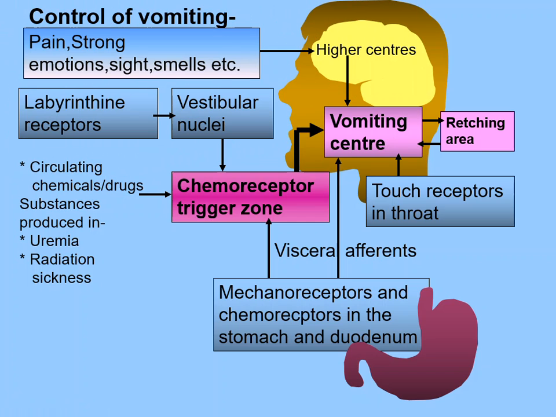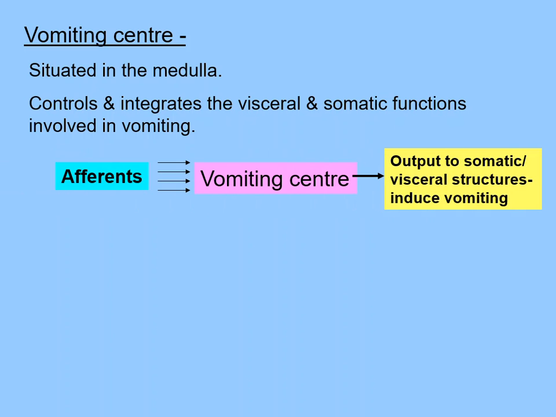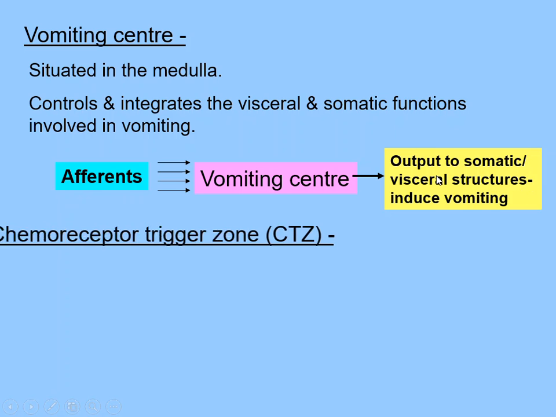This is the higher center. These are the circuit types. So let's see about the vomiting center. The vomiting center is situated in the medulla. It controls and integrates the visceral and somatic functions involved in vomiting. Afferents go to the vomiting center. So the vomiting center sends impulse output to somatic or visceral structures to induce vomiting.